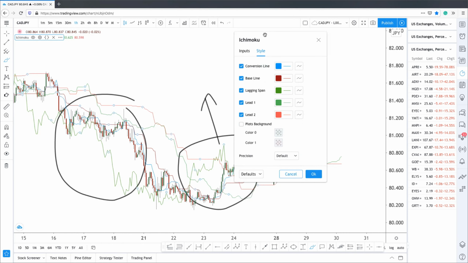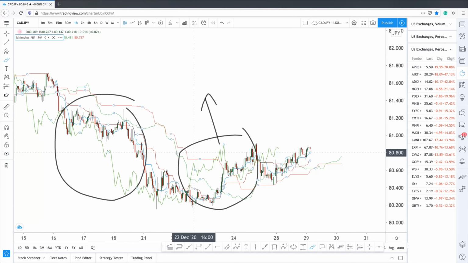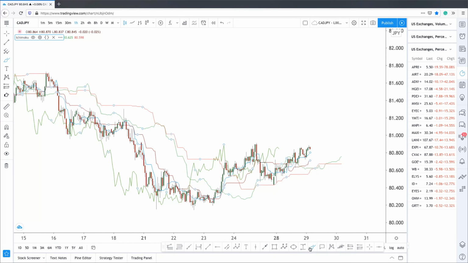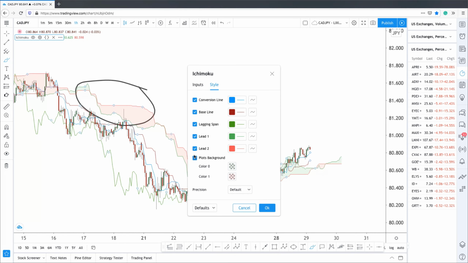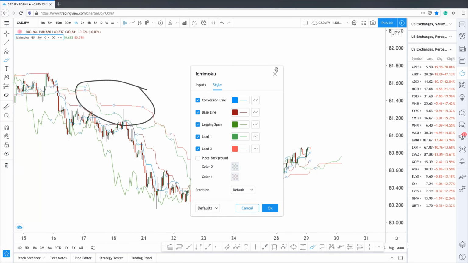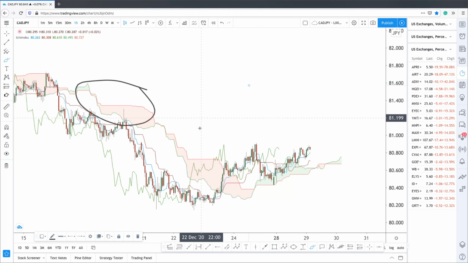Okay, so when you see the Span A and B, right? So this is the Span A and B. Let me just draw it out so that it's clearer. You can see over here the green and red lines. So when you have your Span A and B, it forms your cloud. Okay, so you can see how it's colored here. So the cloud is formed here.